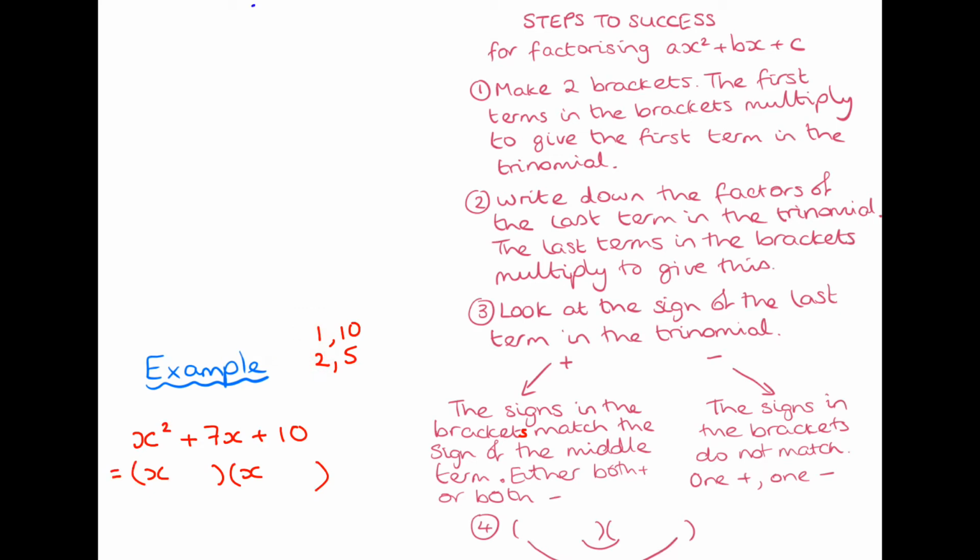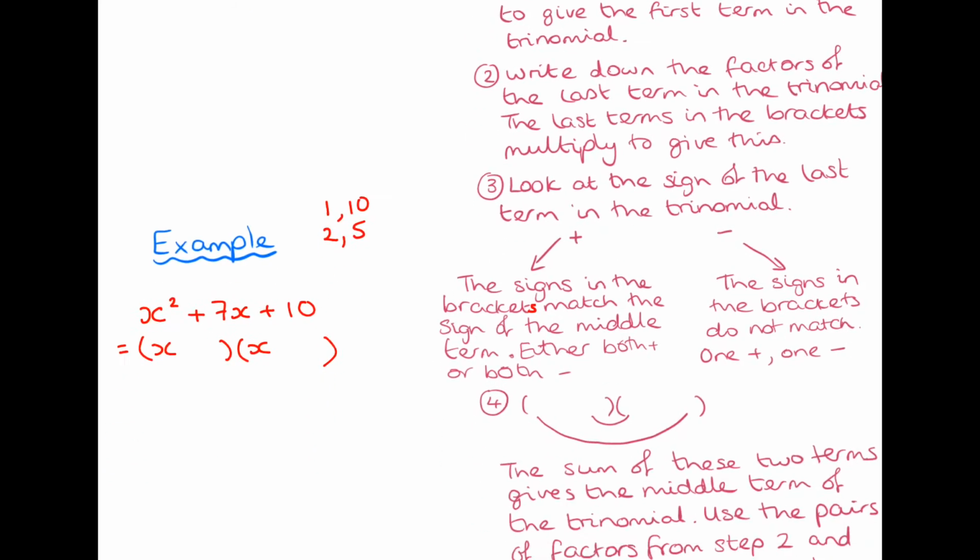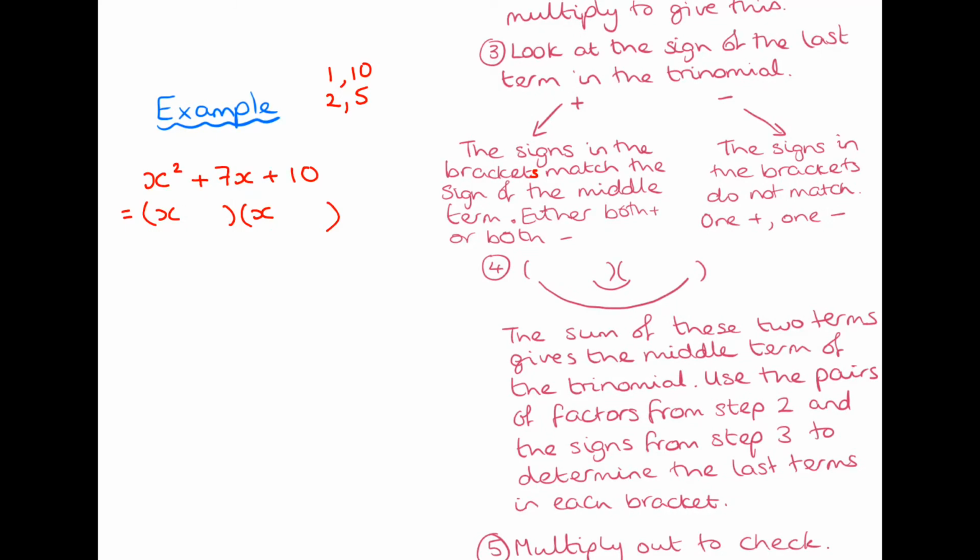Okay, then step 3, look at the sign of the last term in the trinomial. So the last term is 10 and it's positive. So the examples that we're doing today, I'm sticking with positive here for all of them. The signs in the brackets match the sign of the middle term. So they're either both pluses or both minuses. And when we look at our middle term, it's positive, which makes the signs in the brackets both plus.